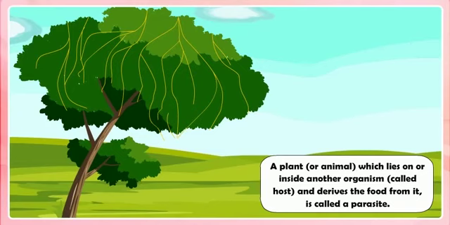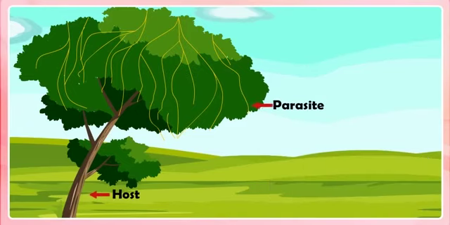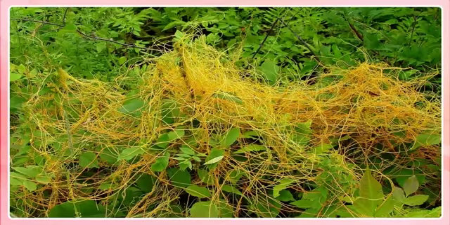Parasites. A plant or animal which lives on or inside another organism, called host, and derives the food from it is called a parasite. An example of a parasite plant is the cuscuta. A cuscuta plant does not have chlorophyll. We can see from the picture it is yellow in color. Therefore, it cannot synthesize its own food. It takes ready-made food from the tree or plant on which it climbs.